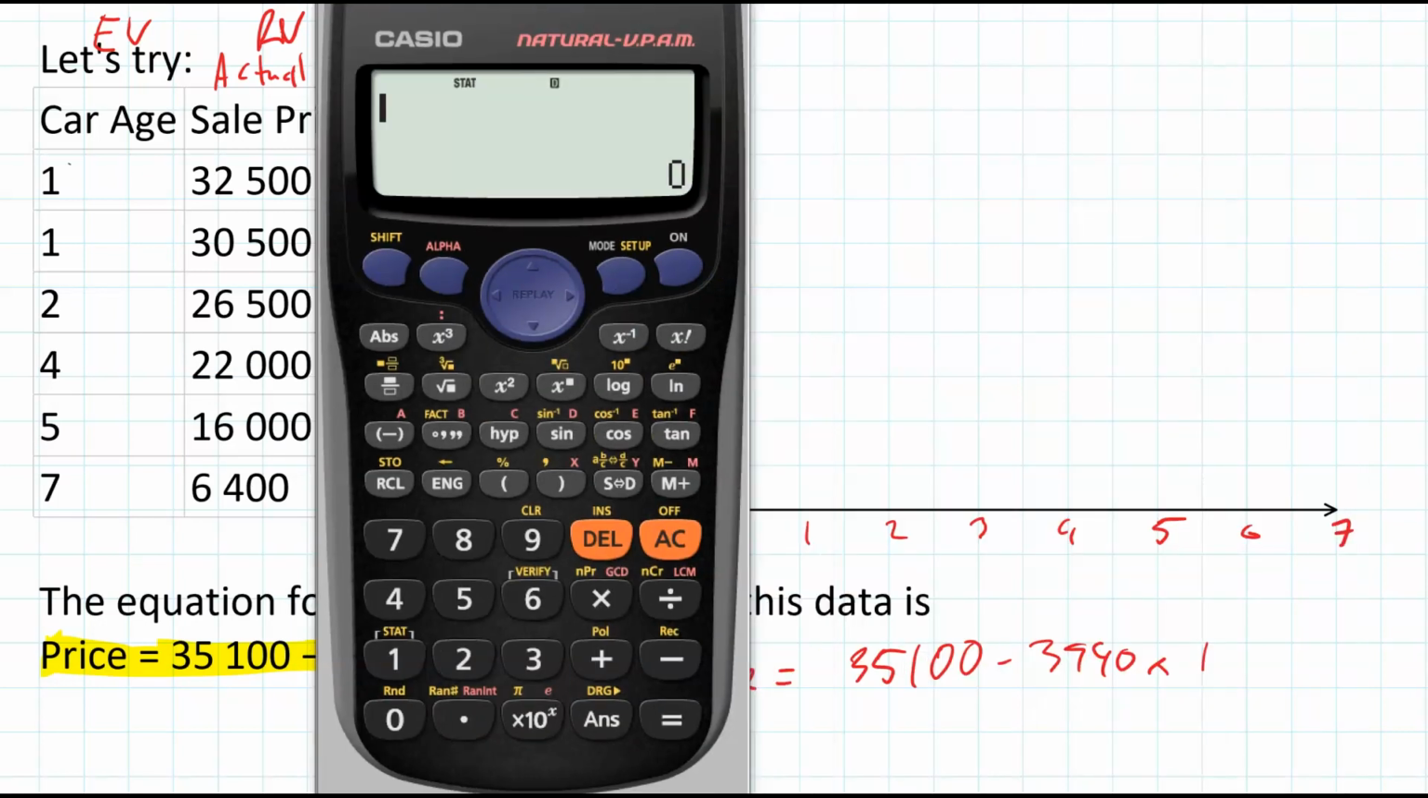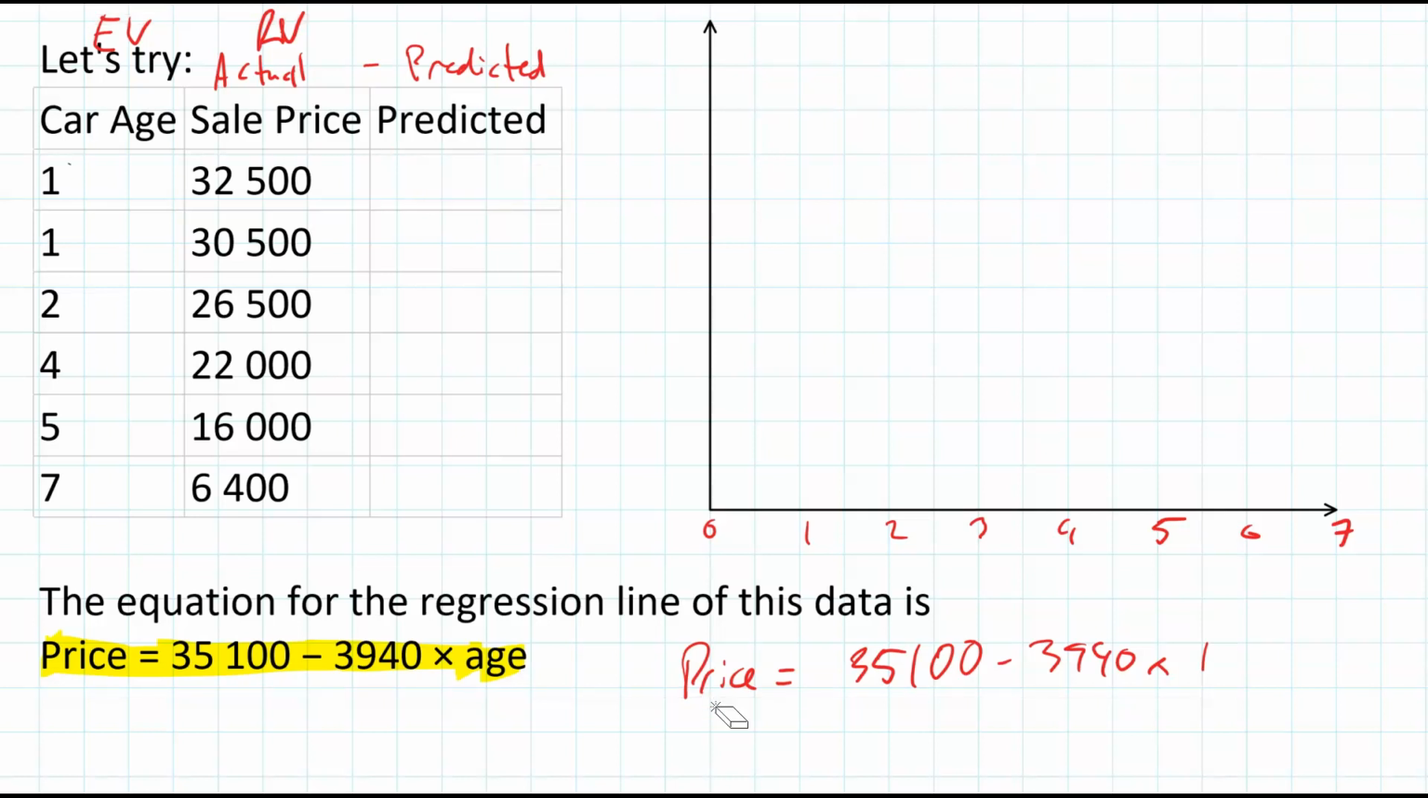I'll get it out of the way. So 35,100, take away 3,940 times 1. And that tells me the residual, or the predicted value, is 31,160. So the actual data point at 1 is this, but the line of best fit is telling me that it's this. Okay, close, but not exact. This one's not going to change because the X value is still 1.